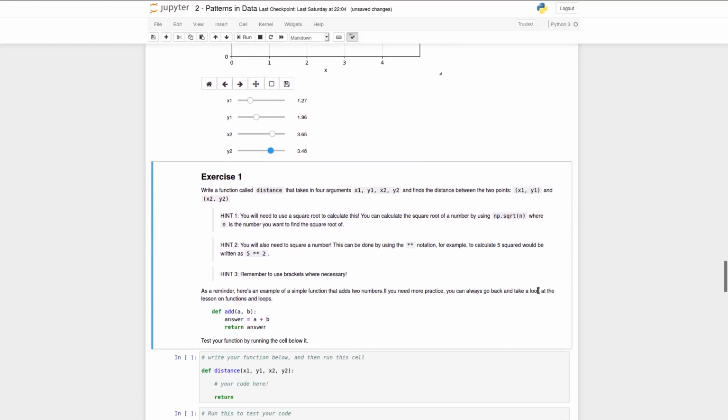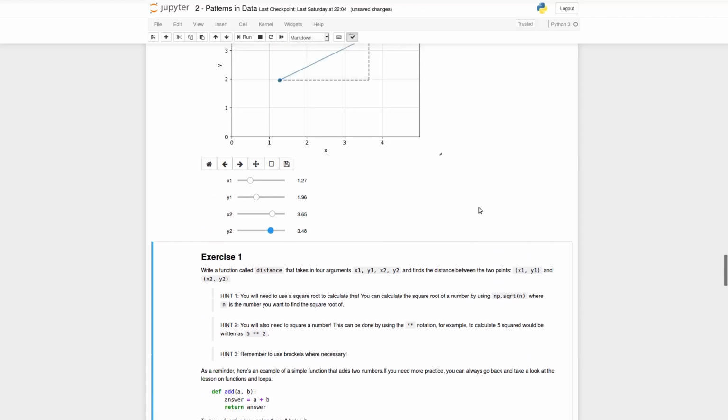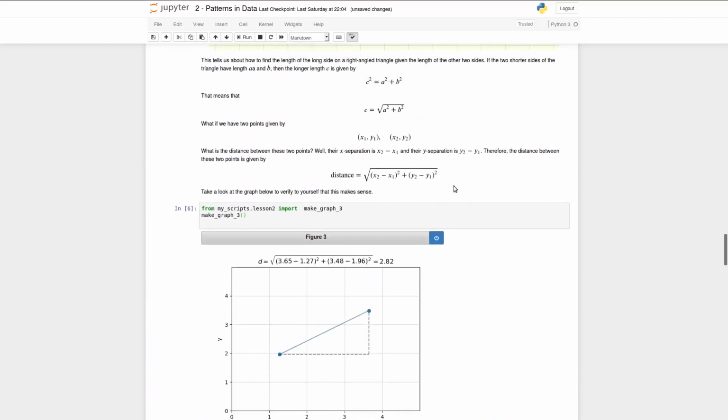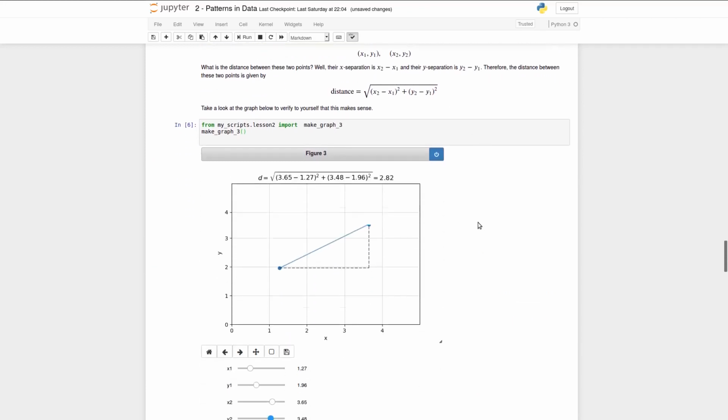Okay, so the first exercise that we've got here is that you're going to have to write a Python function called distance that takes in 4 arguments. So it's going to take in x1, y1, x2, and y2, which correspond to 2 points at positions x1, y1, and x2, y2. And then see if you can calculate the distance between these 2 points. So hopefully that makes sense. The formula that you're going to need to use is basically this one here, but you're going to have to write that in Python.